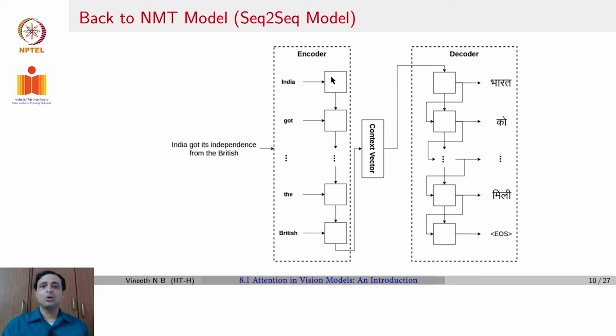So that's the reason why in machine translation tasks, you generally have a reading of the entire input sentence, you get a context vector, and then you start giving the entire output in the translated output.